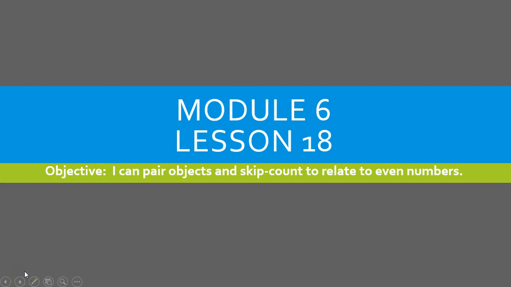Hello, second grade. This is Module 6, Lesson 18. Our objective today is I can pair objects and skip count to relate to even numbers.